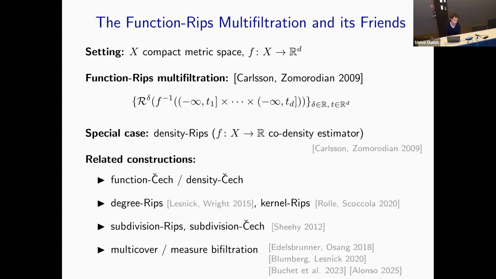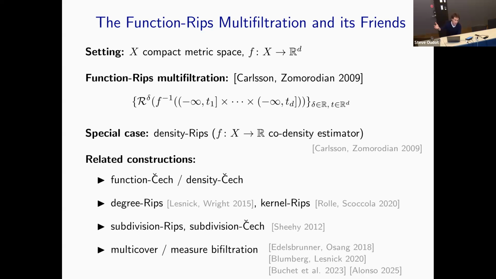So it has been considered in the past on multiple occasions, and maybe the most well-known version of it is what we call the density Rips, where basically f is a codensity estimator, and you're filtering this codensity estimator by its sublevel sets. And actually, this version of the function Rips multifiltration was proposed as early as the first paper in TDA about multiparameter persistence back in 2009.